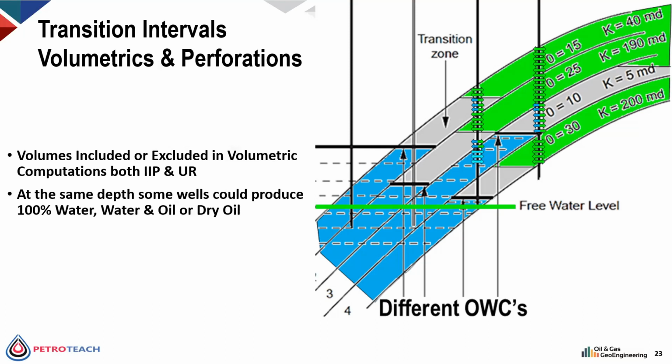And that's quite important in terms of where you set your perforations, obviously, as you don't necessarily want to perforate the transition zone, but also in terms of watering out the wells. So you can see that it is quite possible and quite easy to have wells which will be producing water at a certain depth, while in another part of the reservoir at the same depth, but in better reservoirs, will be producing 100% oil.